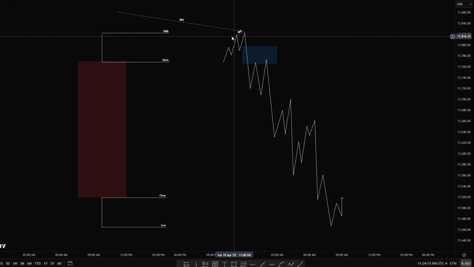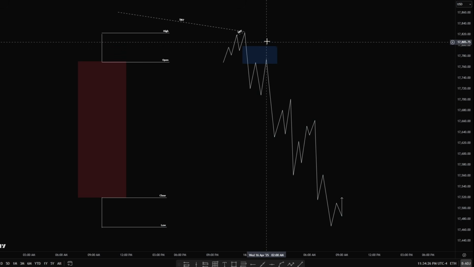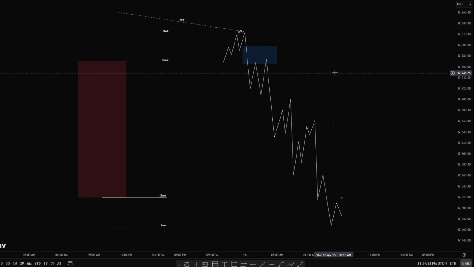And then we have some form of manipulation up here, like I said. And then this is where our setup will occur. Manipulation at the highs, and then we get displacement back into the fair value gap, and then we have that expansion move even further, right?